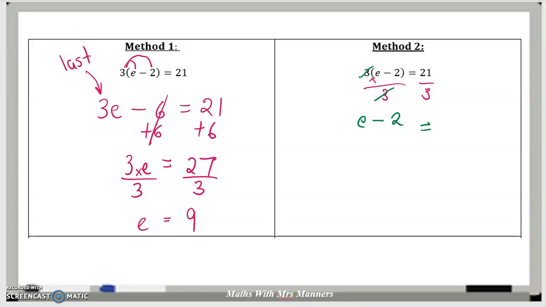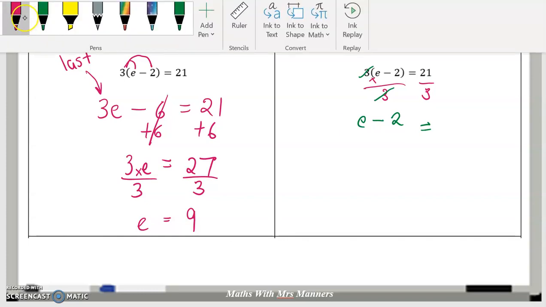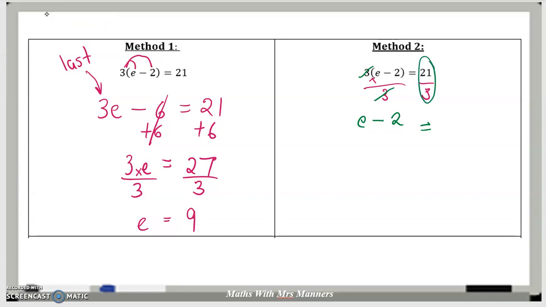All I'm left with is just the e minus 2, because e minus 2 multiplied by 1 is just e minus 2. So we get e minus 2 on the left-hand side, and on the right-hand side, I get 21 divided by 3, which is 7, and then I can add 2 to both sides. The minus 2 plus 2 will cancel, giving 0, so I'll get e equals 7 plus 2, which is 9. So same equation, I should get the same answer.